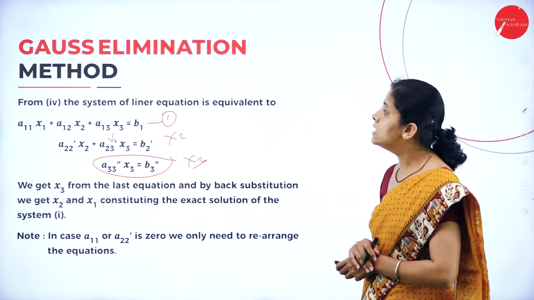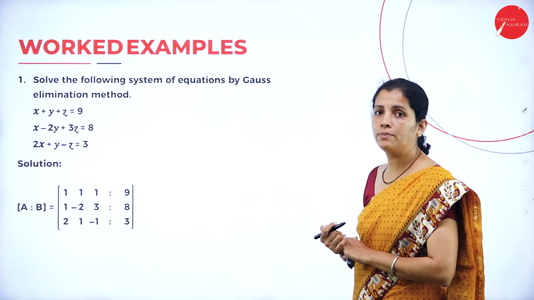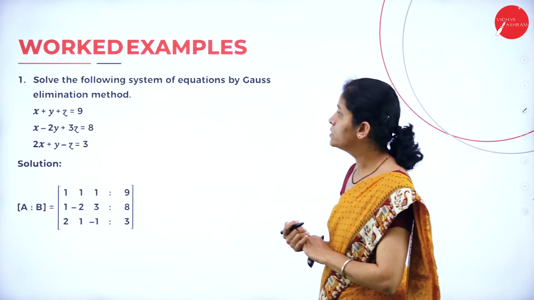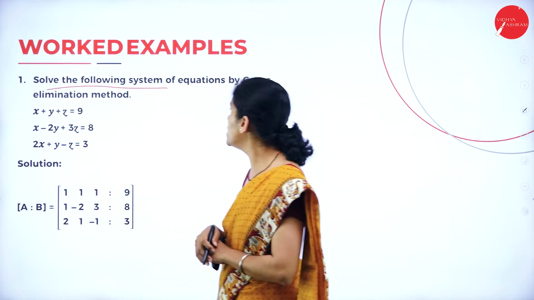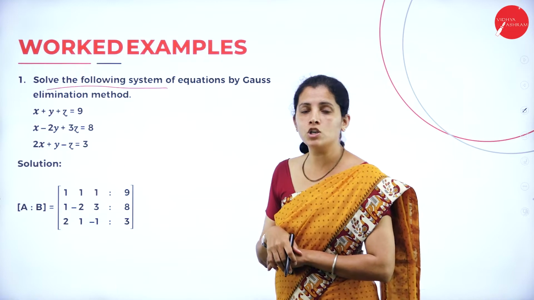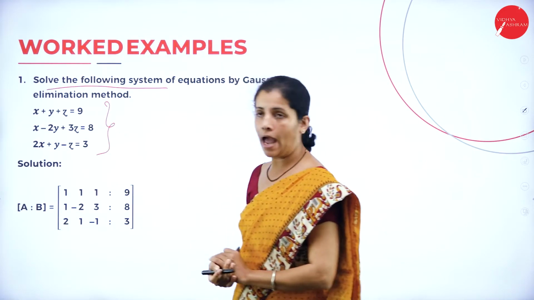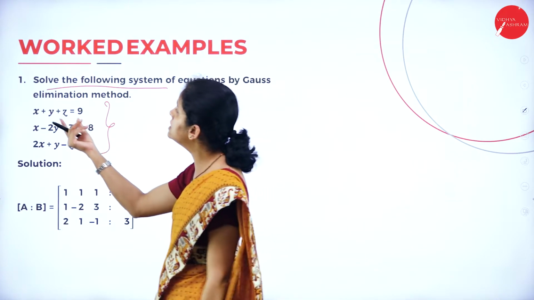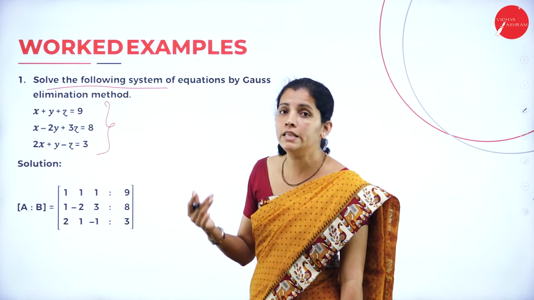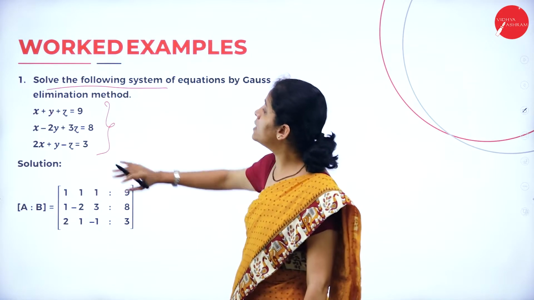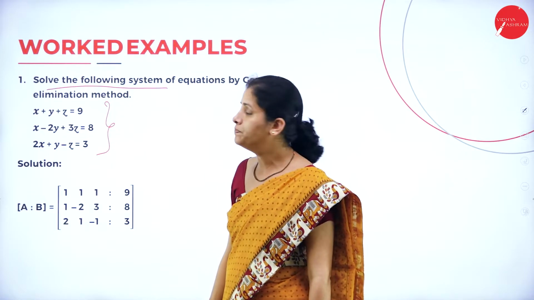Now, dear student, let me solve some problems. So, here I have the question. Solve the following system of equations by using the Gauss elimination method, and this is the equation I have. If I consider these equations, all of them are linear equations. That means I don't have any power.